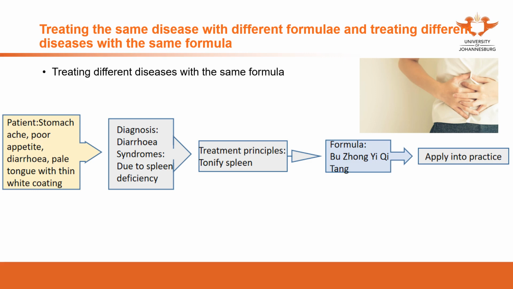For appetite, all indicates the spleen deficiency. From the spleen deficiency, the treatment principle was to tonify the spleen. Treatment principle, and we choose the formula 补中益气汤 to apply into practice.